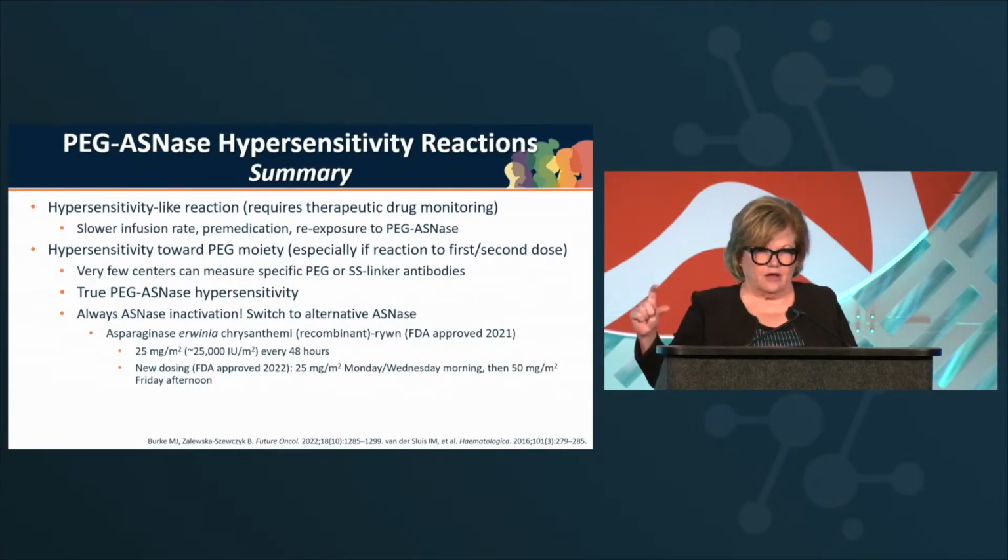Pre-medicate if you have therapeutic drug monitoring, and if your patient continues to have hypersensitivity, consider switching to Erwinia. And we know in silent inactivation of the drug, you always switch to Erwinia.